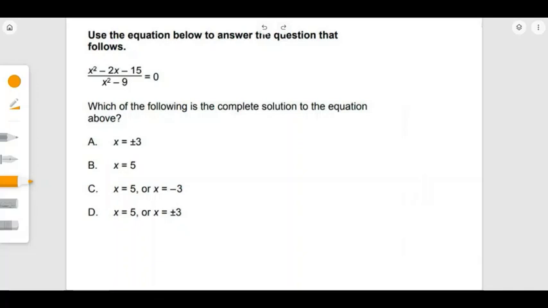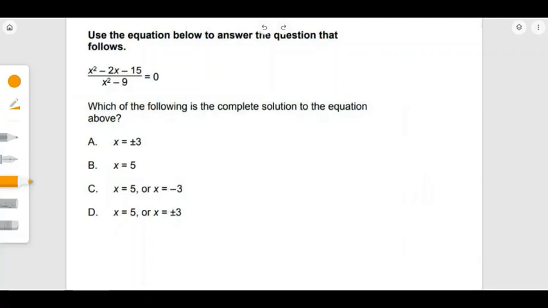Use the equation below to answer the question that follows. (x^2 - 2x - 15)/(x^2 - 9) = 0. Which of the following is the complete solution to the equation above? Now this question is so easy to solve. It's similar to a quadratic equation as we simplify it.